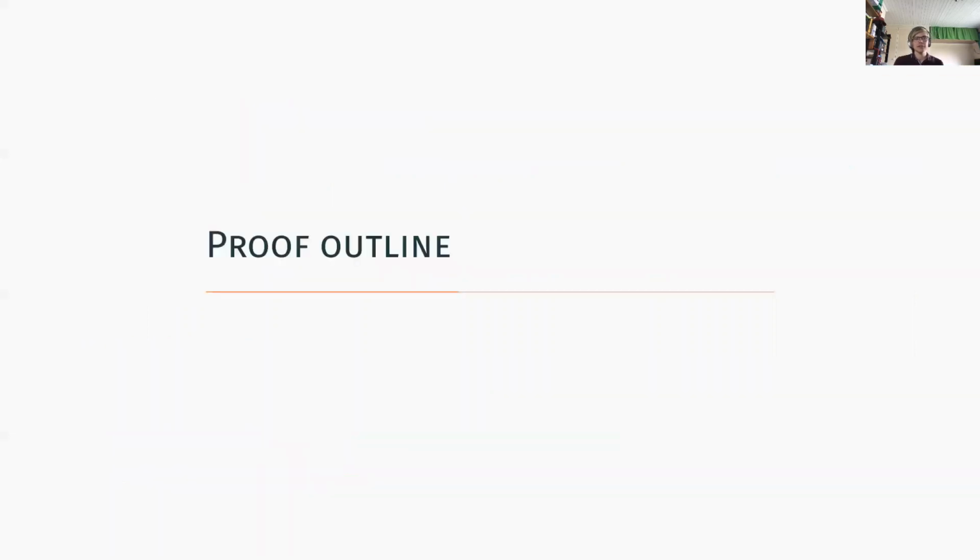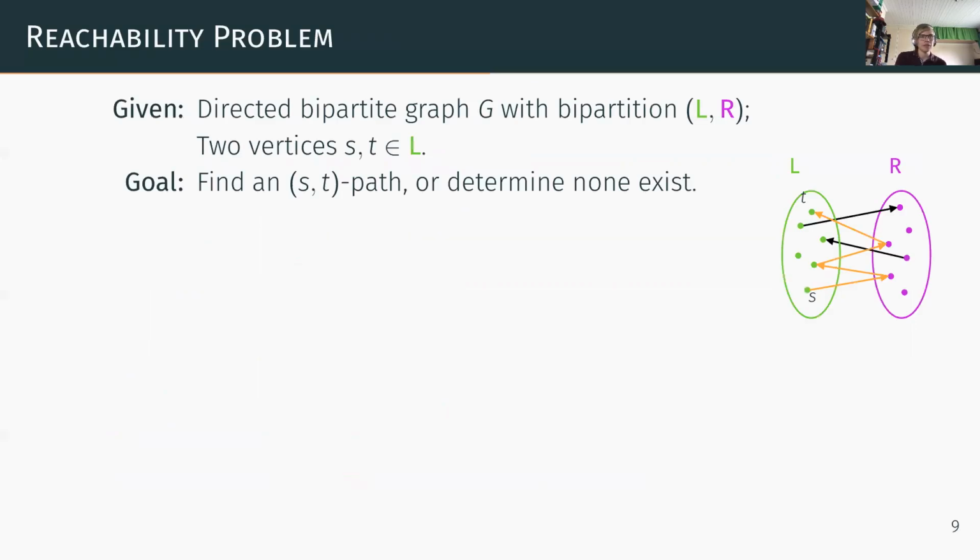So let's move on to a rather quick proof outline of our algorithm and how we obtain this subquadratic matroid intersection algorithm. So we focus on this reachability problem, where we are given a graph, a bipartite graph, which is directed, and it has bipartition L and R. So we have two sides, the left and right side. And we also have two special vertices, S and T, the source and the sink. And the goal is to find some S-T path in this graph, like the one marked in orange here, or determine that no such path exists.